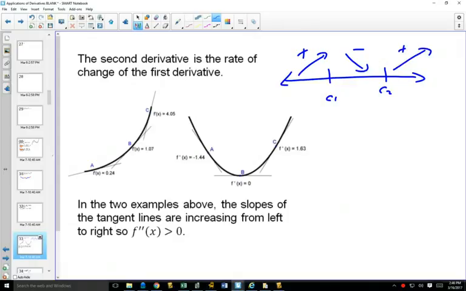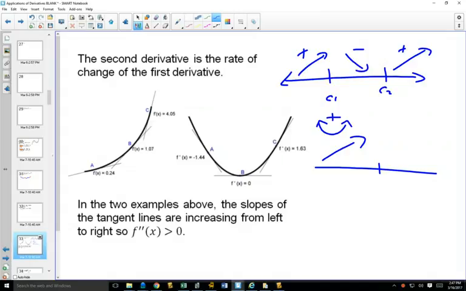So now, if we were doing the derivative of the derivative, can you see in both of these situations that our derivative, our first derivative, is increasing? If our first derivative was increasing before a critical point, that's going to tell us that our original function is concave up. Yes? So the derivative of the derivative.